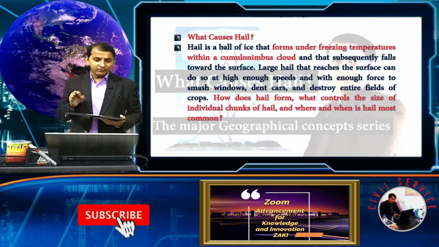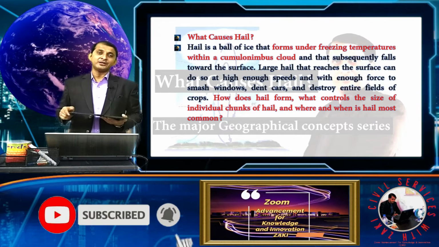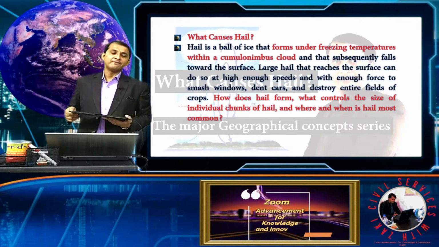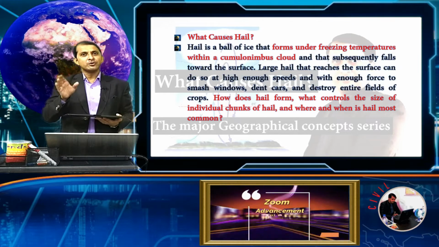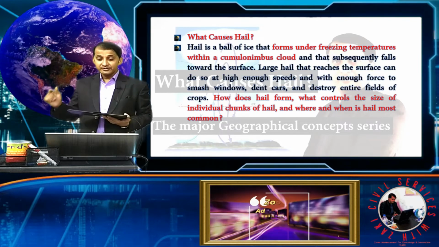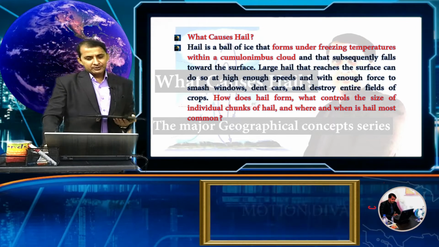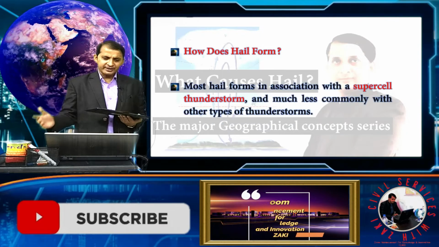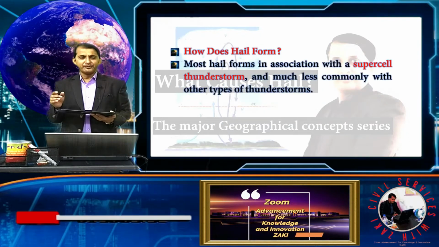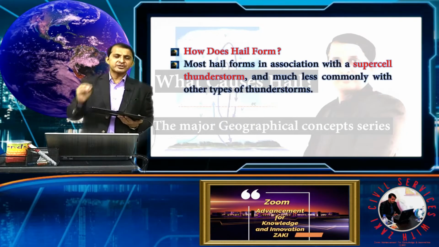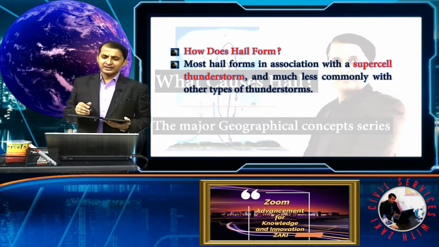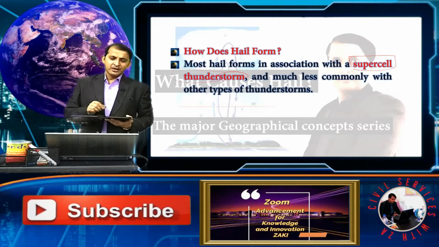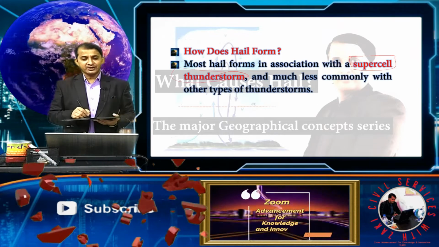So how does hail form? What controls the size of individual chunks of the hail, and where and when is hail most common? We will discuss all these topics in today's lecture. So let's start and see how hail forms. Most hail forms in association with the supercell thunderstorm, and much less commonly with other types of thunderstorm.